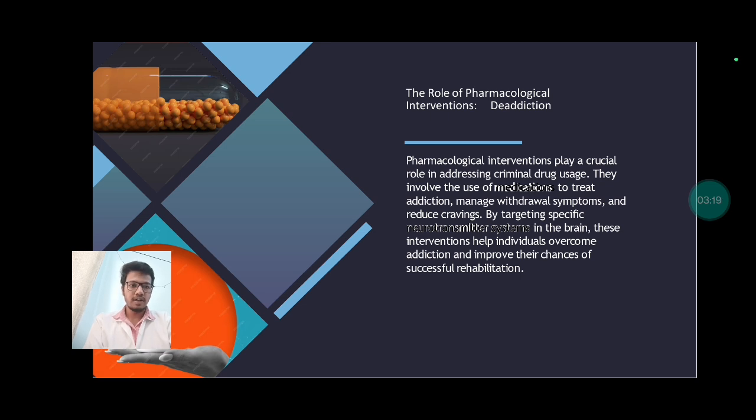The role of pharmacological interventions, that is de-addiction. Pharmacological interventions play a crucial role in addressing criminal drug usage. They involve the use of medications to treat addiction, manage withdrawal symptoms, and reduce cravings. By targeting specific neurotransmitter systems in the brain, these interventions help the individual to overcome addiction and improve the chances of successful rehabilitation.